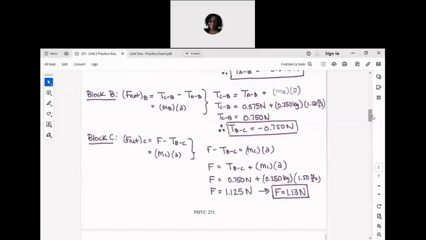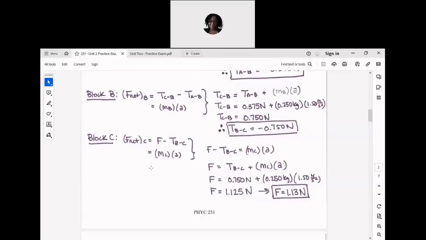For block B, we have two forces that act on block B. Block B accelerates toward the right, just like all the others, so MB times the acceleration is positive, but I know that there are now two horizontal forces to worry about with block B. So I can isolate TC on B, because I already know how large TA on B is, and I can calculate F net. That's how you get TB on C. TC on B is 0.75 newtons, therefore TB on C is going to be negative 0.750 newtons.